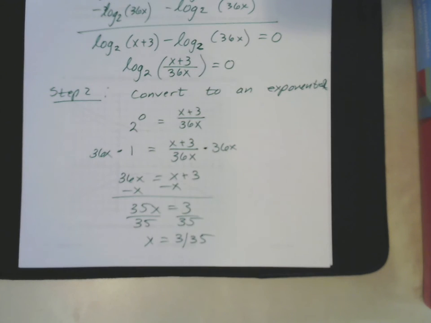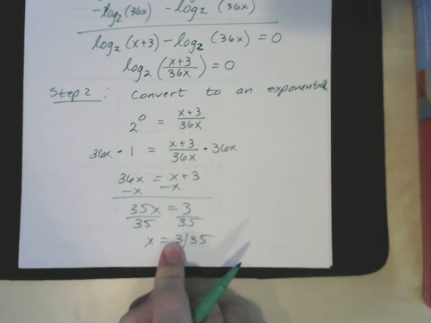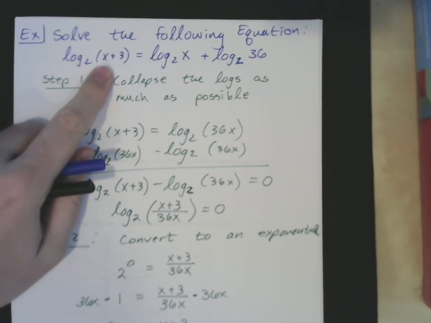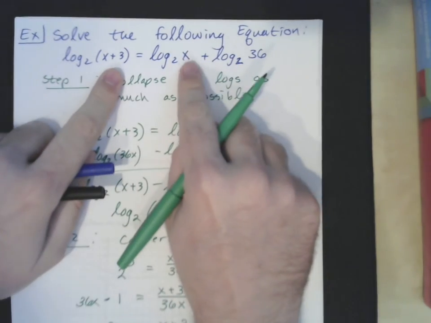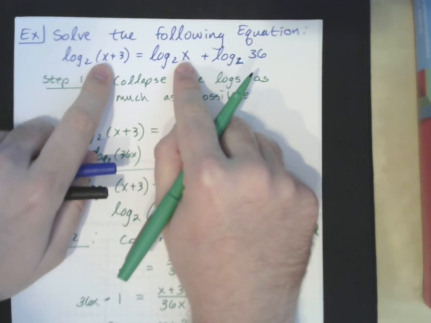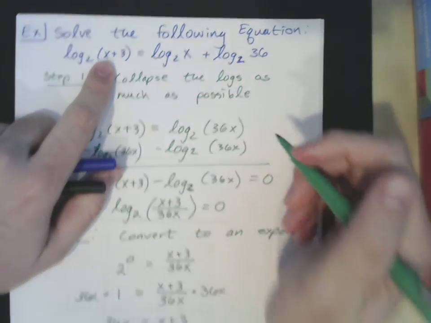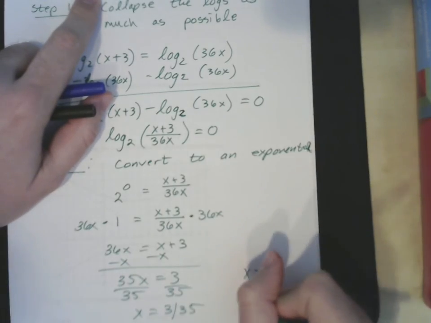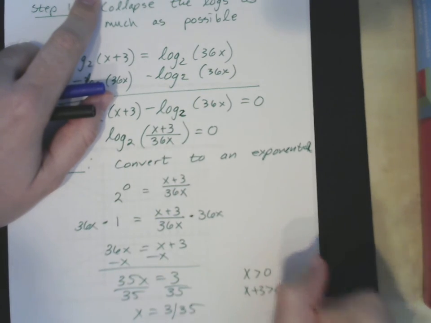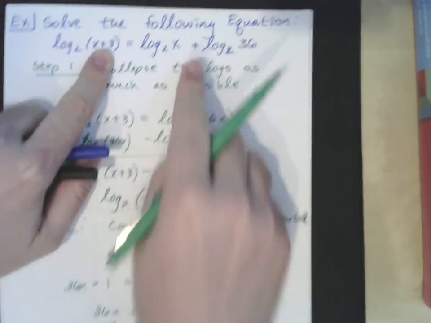Now the only thing we have to do is double check. Since this isn't a polynomial, we don't have all real numbers as our domain. So we just have to check this number satisfies our domain here. So remember, outside of logarithms, that's just a number, so that's fine. Inside of logarithms, though, we have to be strictly greater than 0. So x has to be greater than 0, and x plus 3 has to be greater than 0. Those come from our two arguments of our logarithms.